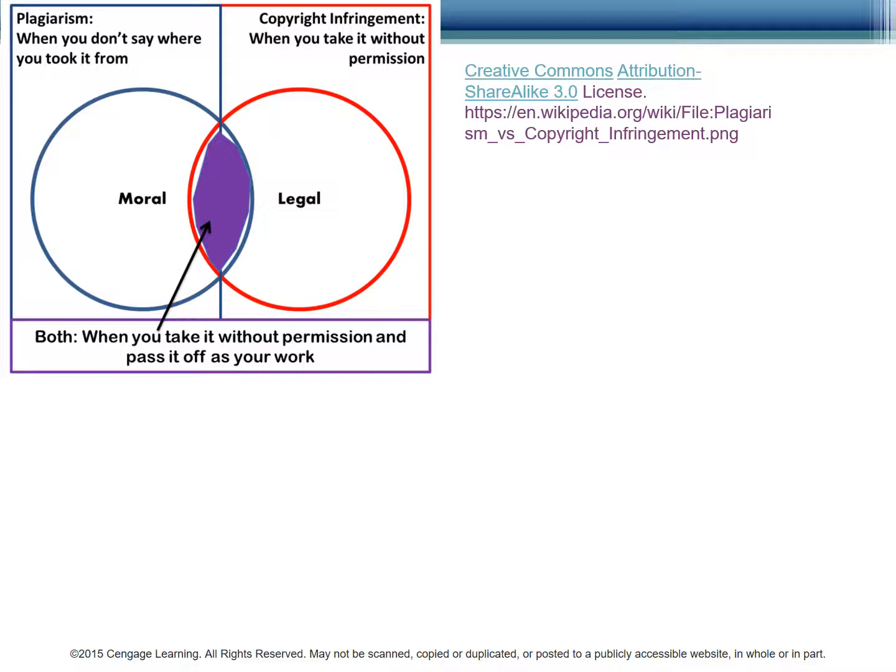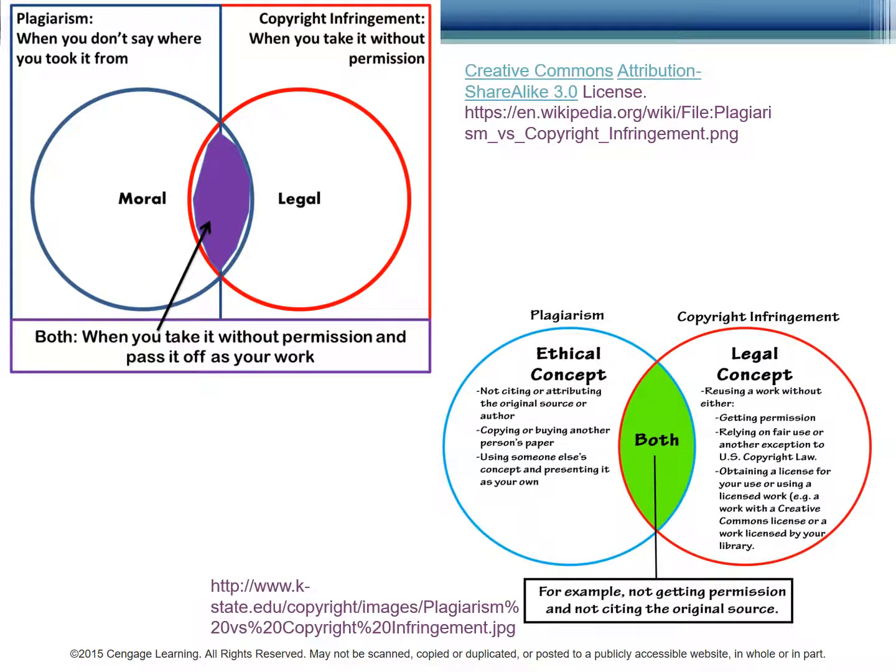If, however, you take a significant portion without permission or attribution, you have moved to copyright infringement. Looking at the second representation of plagiarism, the author compares it in ethical and legal ways. If you don't cite or give proper credit to the original author, if you copy or buy a paper to submit as your own, or if you use someone else's ideas and present as your own, you are likely behaving in an unethical manner.